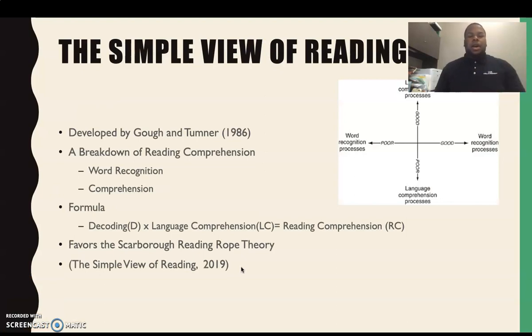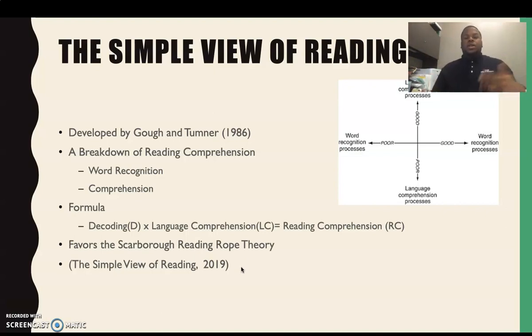This was developed by Gough and Tunmer in 1986. It gives a breakdown of reading comprehension. So basically reading comprehension is just word recognition and then understanding what you're reading. As a student in grade school, we were told that reading comprehension is how you read and being able to understand the information, not just reading the words on the page, understanding who, what, when, where, and why of this passage, which is the reason we're understanding the information that's being presented to us.